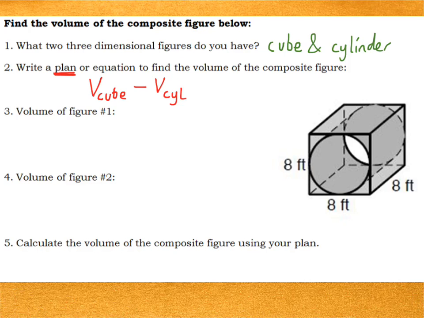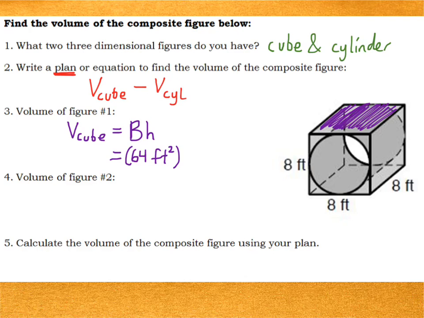Having our plan, we can go ahead and find the individual pieces that we need. To get the volume of the cube, a cube is a type of prism, so we'll use the prism formula. That's area of the base times height. The area of the base, which would be right there, is 64 square feet, and the height is 8 feet. If I multiply those together, I get 512 feet cubed, because feet squared times feet is feet cubed. That's the units we should have.